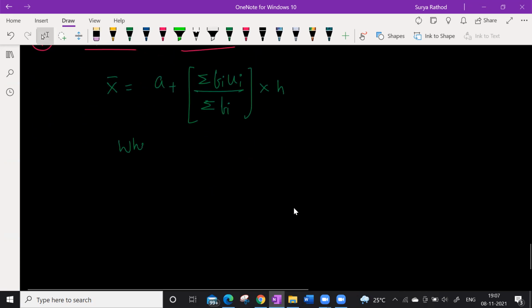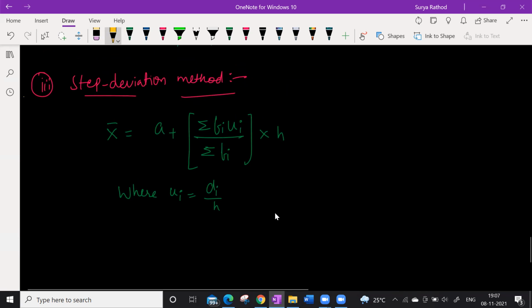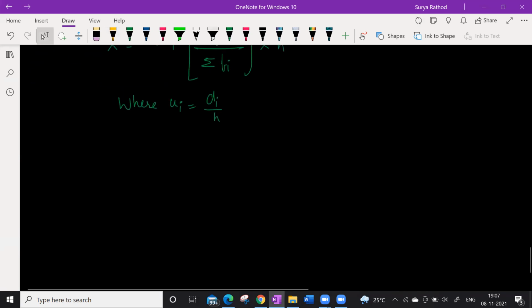Where ui is nothing but di by h. What is h here? Anyone of you, please tell me what you mean by h here? Sir, height. Height of the class. Next we'll talk about this; it is not given in your syllabus, children, but still no problem. Let's discuss the formula.